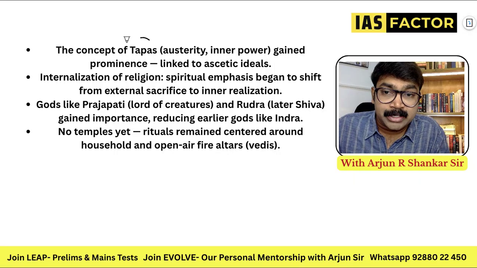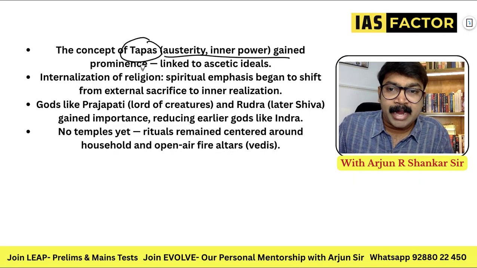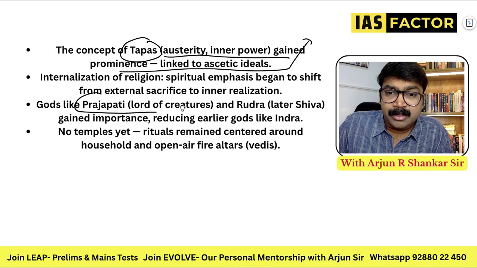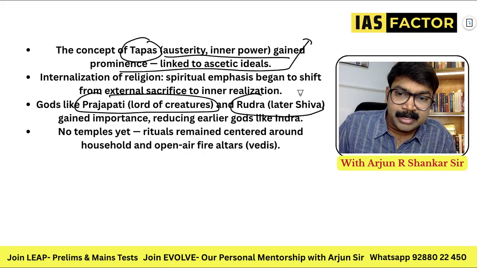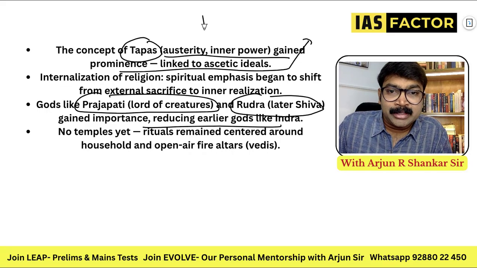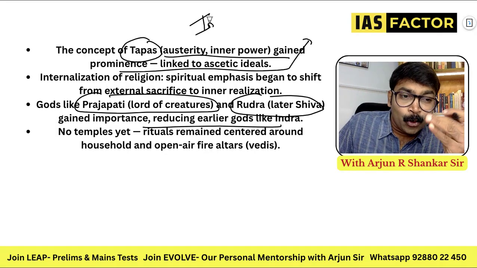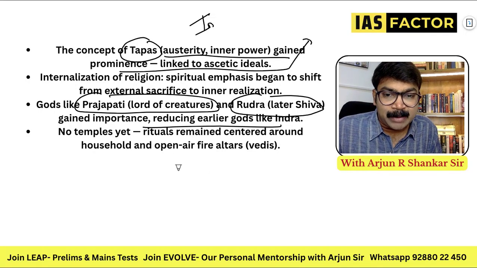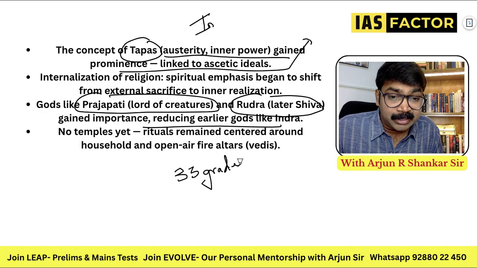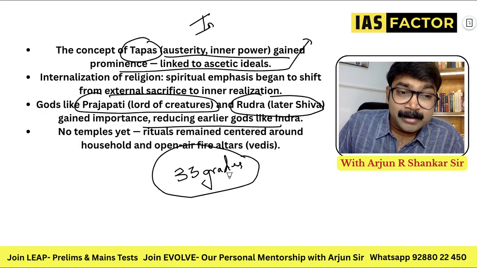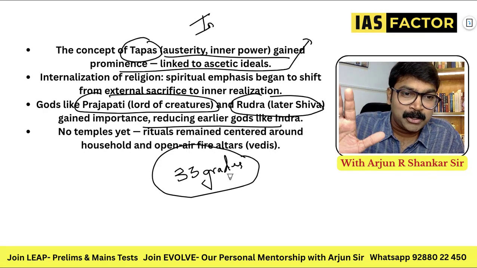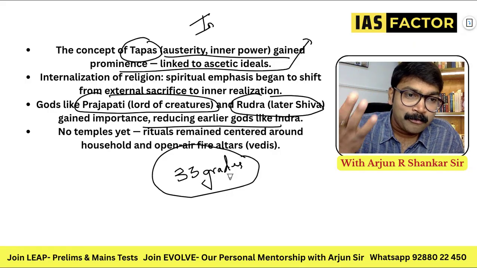And the concept of tapasya, austerity, inner power, gained prominence, linked to the ascetic tradition. Gods like Prajapati, god of creatures, and Rudra, later Shiva, gained importance. So Indra, Varuna, Agni's role slowly faded away. Now you had Prajapati, Rudra, etc. This is the time where you should remember there were 33 grades of God. That means you have a sun god, universe god, land god, water god, space god.